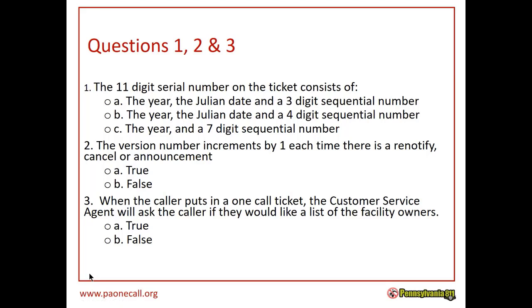Number 1, the 11-digit serial number on the ticket consists of, is it A, the year, the Julian date, and a 3-digit sequential number? Is it B, the year, the Julian date, and a 4-digit sequential number? Or is it C, the year and a 7-digit sequential number? Then question number 2, the version number increments by 1 each time there is a re-notify, a cancel, or an announcement. This is the version number at the top of the ticket. Is that true or false? And then question number 3, when the caller puts in a one-call ticket, the customer service agent will ask the caller if they would like a list of the facility owners. Is that A, true, or B, false? So please put those answers into the chat box.